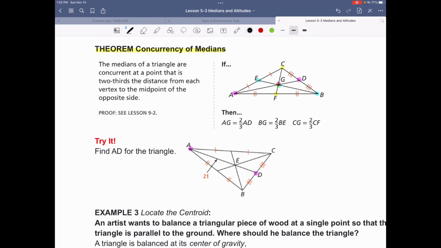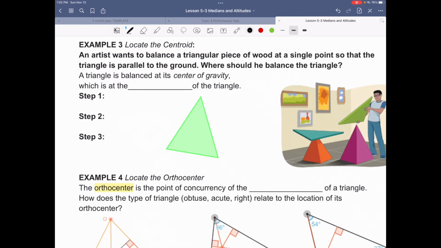All right, and let's have some volunteers answer that for us. For example 3, locate the centroid. And this is a story problem. It's pretty cool. An artist wants to balance a triangular piece of wood at a single point so that the triangle is parallel to the ground. Where should he balance the triangle? And then there's a definition here. A triangle is balanced at its center of gravity, which is the centroid of the triangle. So how do we find the centroid?